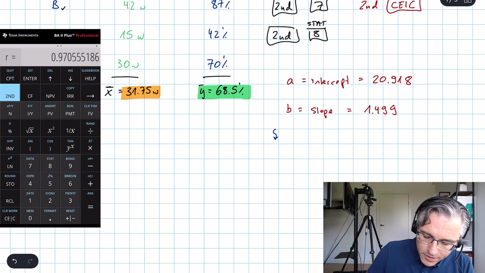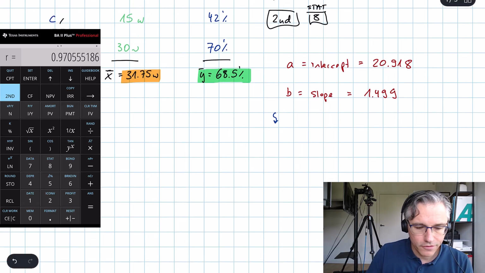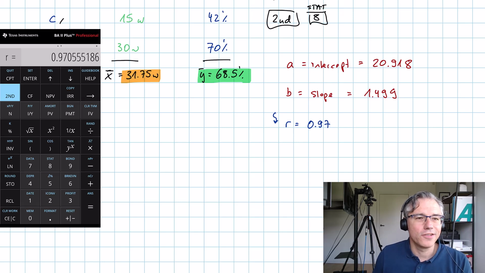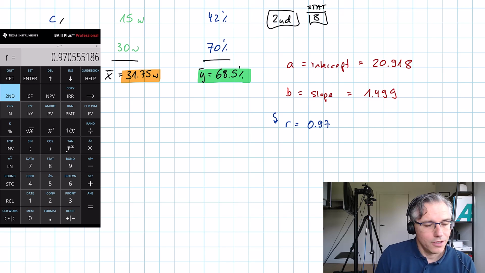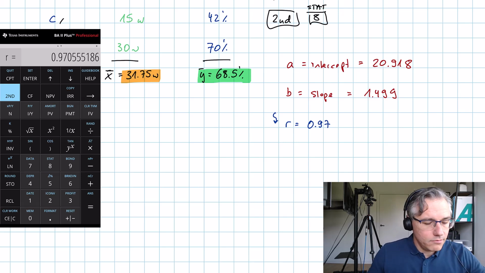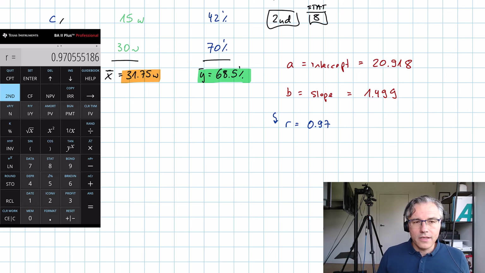Now R is not really a regression coefficient as such. I'm still going to write it down. It's 0.97, and this is your correlation. R is correlation as computed on a sample basis, and you can see it's very close to +1, which means we've got a very strong linear relationship between the X and Y variables. That's what correlation is telling us. And if you got such a question, estimate either the slope or the intercept in the exam, this is how you would do it. You'd input the data into the calculator, and hey presto, that's done.